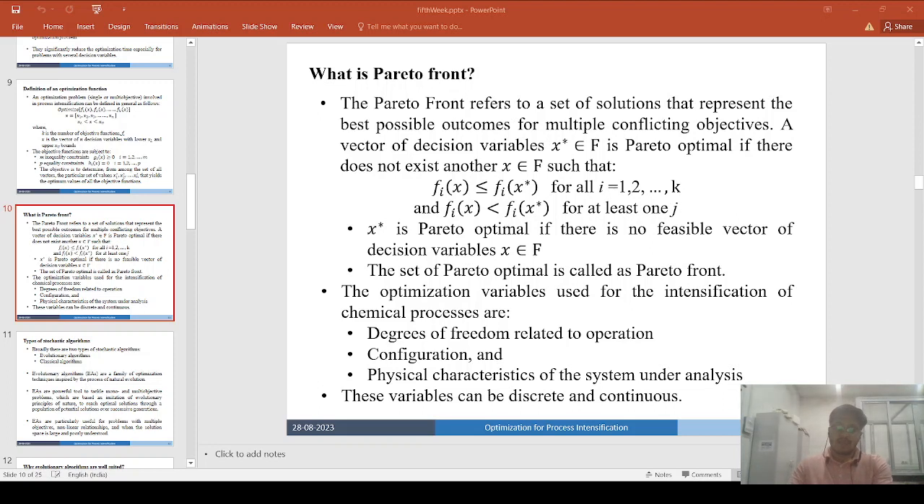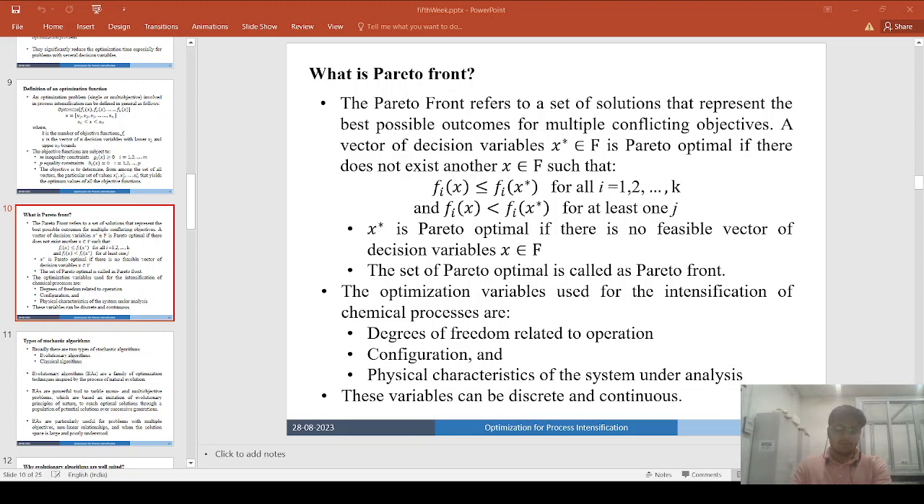So x star is the Pareto optimal if there is no feasible vector of the decision variable x, which is an element of the F set vector. This set of Pareto optimal solutions is called the Pareto front. So this set of Pareto optimal solutions of a given set of objective functions, taken as a whole, is called the Pareto front.